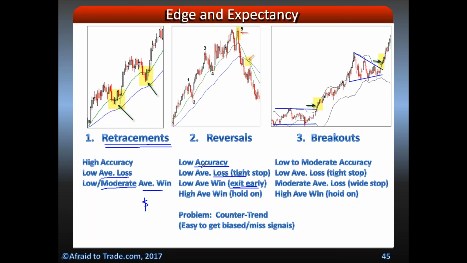In other words, low accuracy strategies need high win dollar amounts. You're going to make a lot more money per trade than someone like me that does a retracement strategy, which is fine, but you're also going to have low accuracy. You're going to have to do more work. There'll be more frustration. There'll be more, say, sadness, but it depends on how you tolerate it.